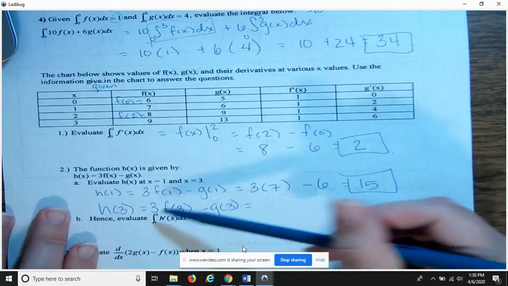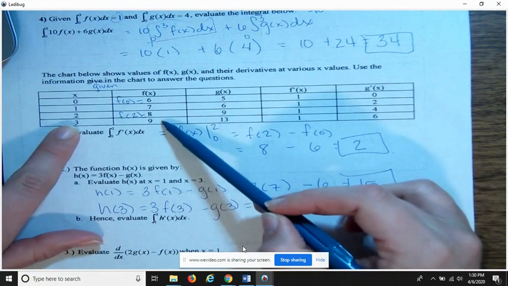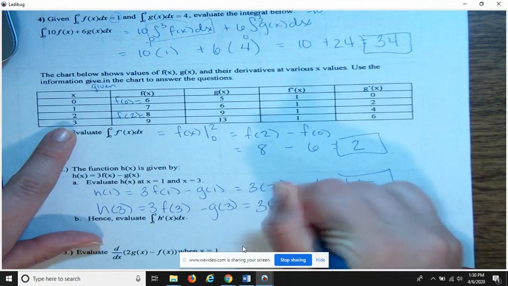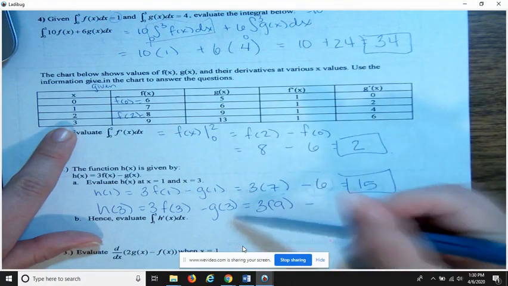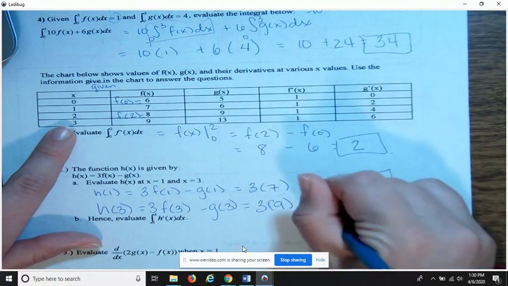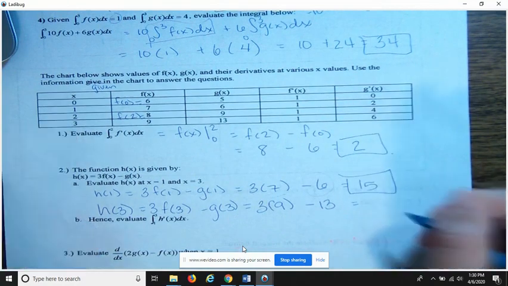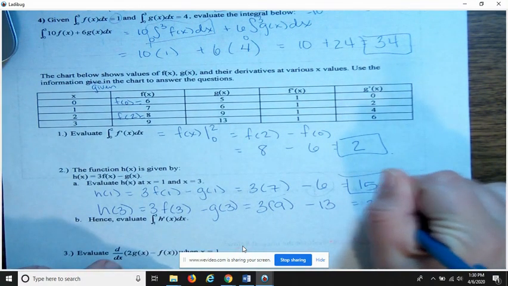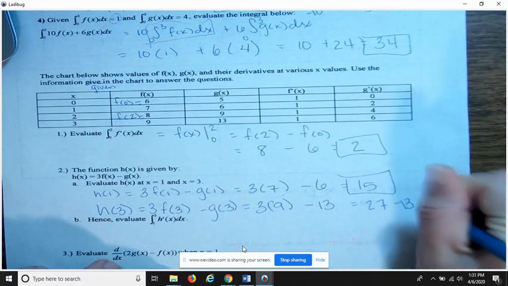So f of 3 is 9. So I'm going to have 3 times 9. And then g of 3 is 13. So 3 times 9 is 27 minus 13 should give me 14.